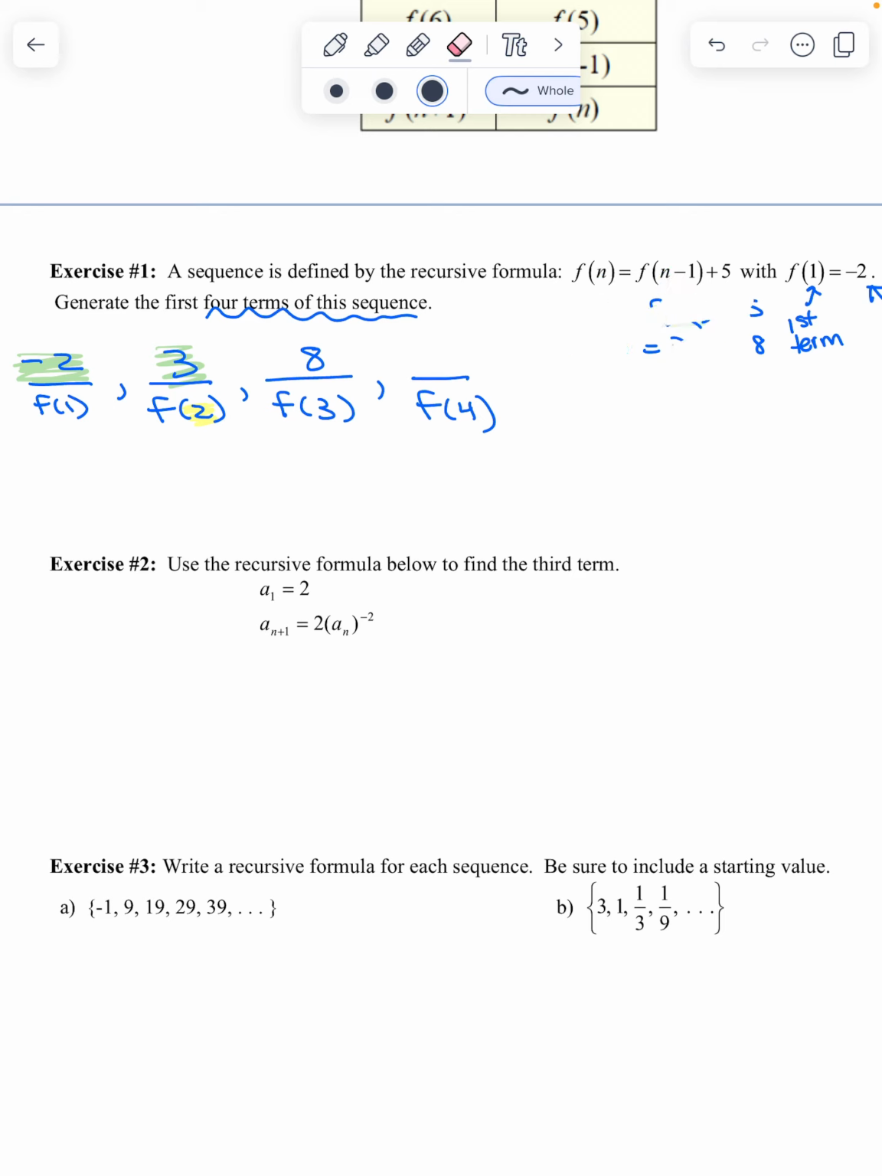And now I need to go find the fourth term. So where I see an n, I'm going to plug in a 4. So f of 4 equals f of 4 minus 1 here, which is 3, plus 5. But I know the value of f of 3, it's 8. So I'm going to replace this f of 3 notation with the number 8, and 8 plus 5 is 13.